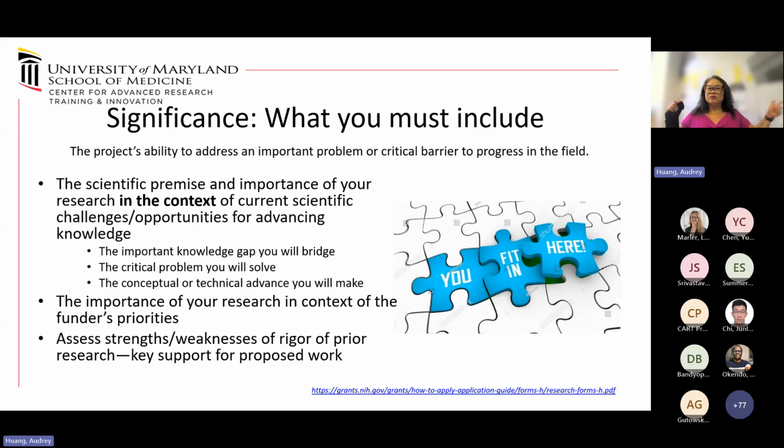It sounds like I'm repeating myself, but I see so many drafts where people only write about what they're going to do and their work and ignore the world at large. And they come back because there's a weak significance. So address your work in the context of others. And also what you need to do is acknowledge the rigor of prior work.